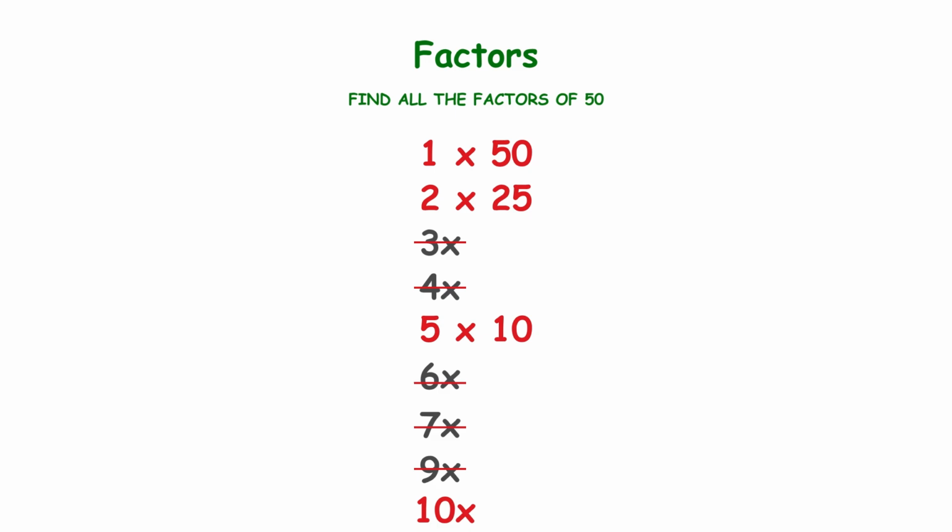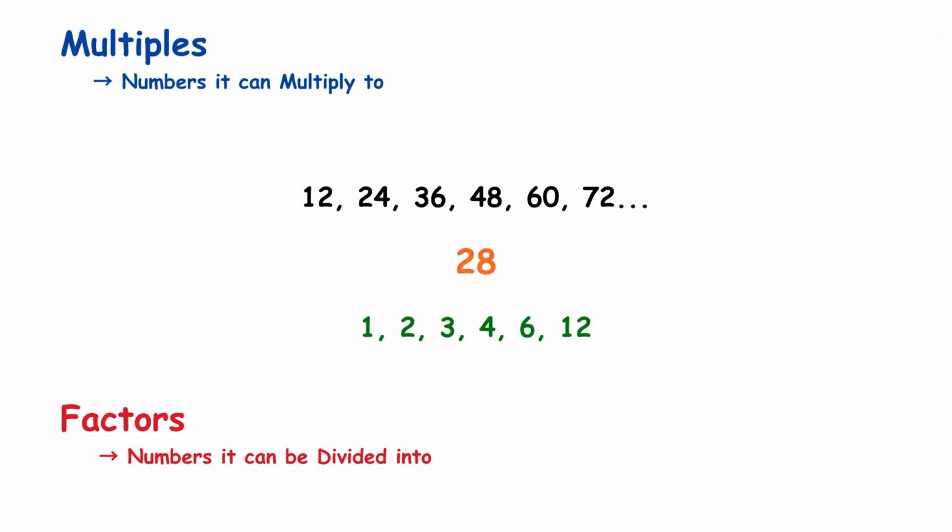Multiples versus factors summary, example, 12. So to quickly sum everything up, if we took a number like 12, its multiples would be the bigger numbers that it can multiply to, like 24, 36, 48, and so on, whereas its factors are the numbers it can be divided into, like 1, 2, 3, 4, 6, and 12. Just make sure that you remember which one is which, because it's really easy to get them the wrong way around in exams. And also remember that the number itself counts as both a multiple and a factor. So 12 is in both of these lists.